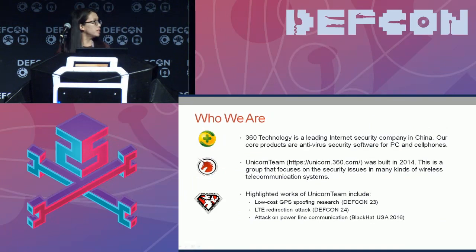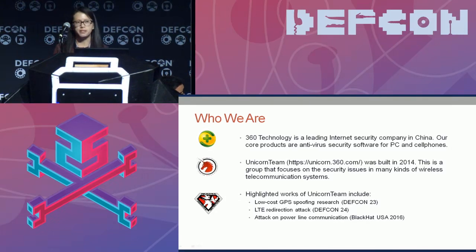So let me firstly give a brief self-introduction. We come from 360 Technology. 360 is a leading internet security company in China, like McAfee and Symantec. Our core products are antivirus security software for personal computers and cell phones. We come from the Unicorn team. This team is one research group in 360, and it was built in 2014.